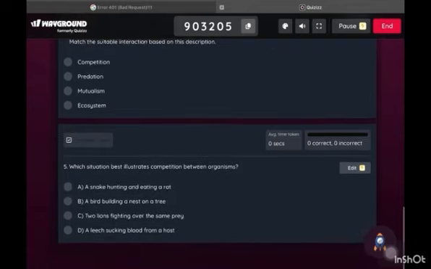Let's see the 5th question, which is the last question. Which situation best illustrates competition between organisms? A, B, C, or D? Remember the competition concept, students?